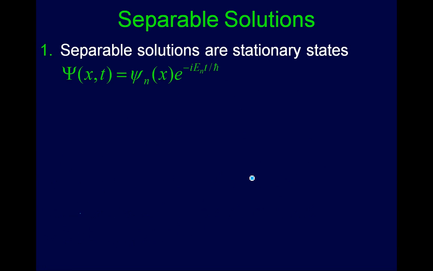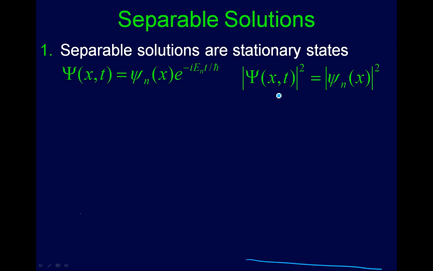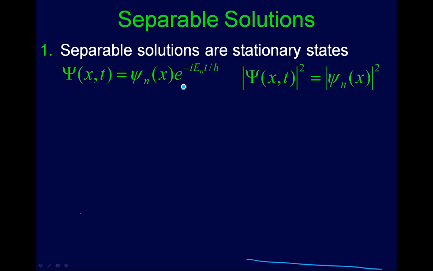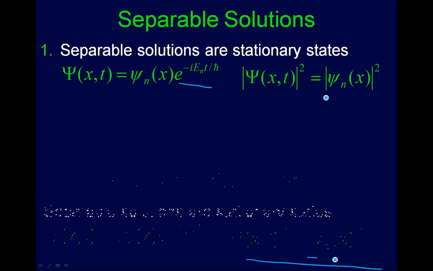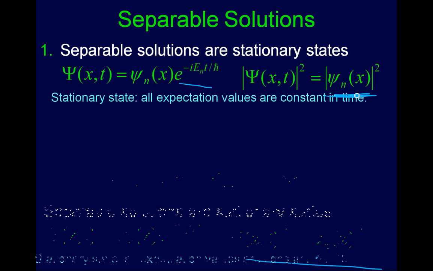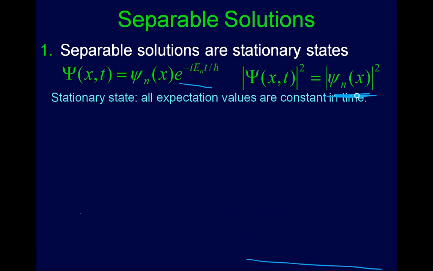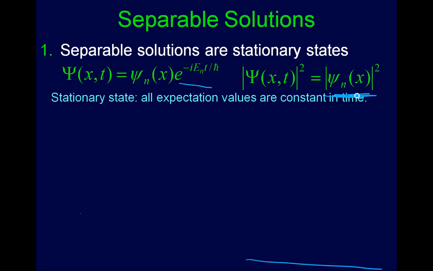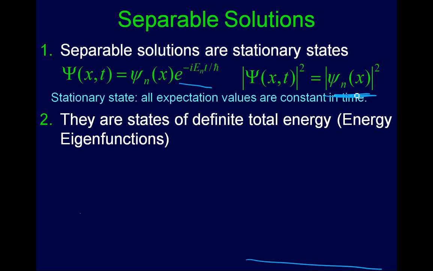Just to flesh some of this out, again, here are our separable solutions. If I take the absolute square of the wave function, and we've seen this before, the time part will cancel out, and so it only depends on position. If you go through and calculate any expectation value for this particular wave function, they'll all be constant in time. Again, if the state of your system is represented by this particular wave function, nothing will change with time. We call it a stationary state.